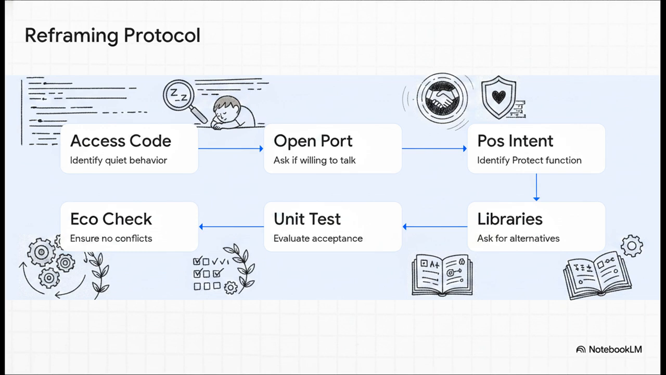Here's the exact reframing logic mapped out for action. First, we access the source code by identifying the quiet behavior. Then, we open a port by simply asking that quiet part if it's willing to communicate. Step 3, we identify the positive intent. Usually, this old firewall is running a protect user function just to save energy. Fourth, we identify new libraries, asking the creative part for alternatives that still protect the user. Then we do unit testing to evaluate acceptance, followed by an ecological check to ensure no internal parts object.